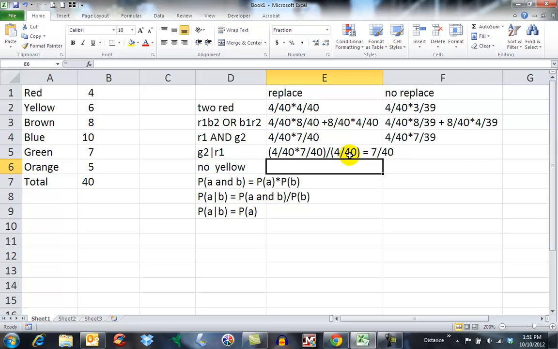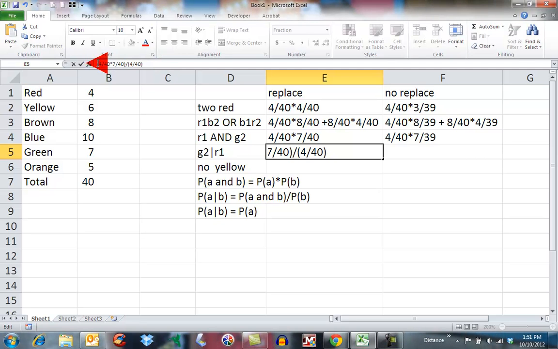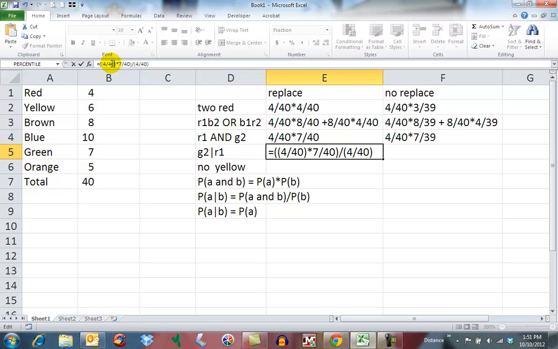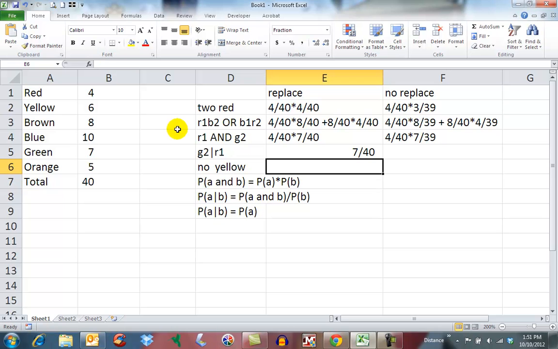And if I were to put this as a formula instead, you'll actually see that I put this as equals this. And I want to put these in parentheses again, so we know that the fractions are there, just for our own benefit so we can see them. It equals 7 over 40.